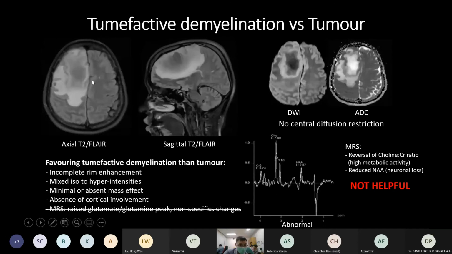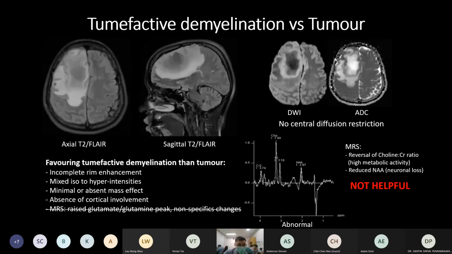But in this MRI scan, there is a bit of midline shift, but it's not so marked, out of proportion to the degree of the lesion. So in tumefactive demyelination, usually there is minimal or no mass effect. Okay, it's more to inflammation per se. There's not much pushing and also mass effect. And in tumefactive demyelination, usually there's no cortical involvement. So these are the few clues that will give us a bit of idea whether this is more tumefactive demyelination or tumor.